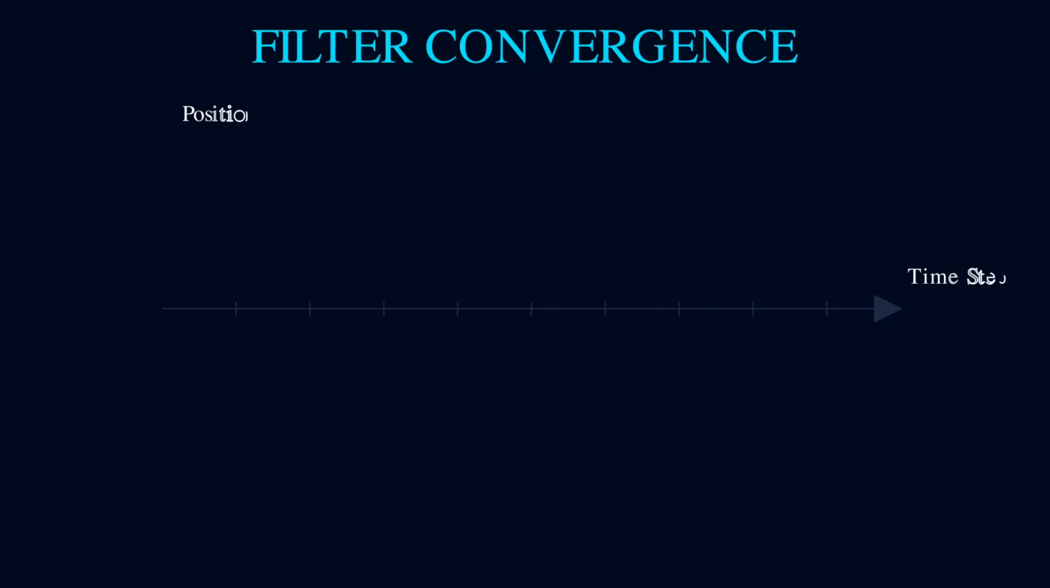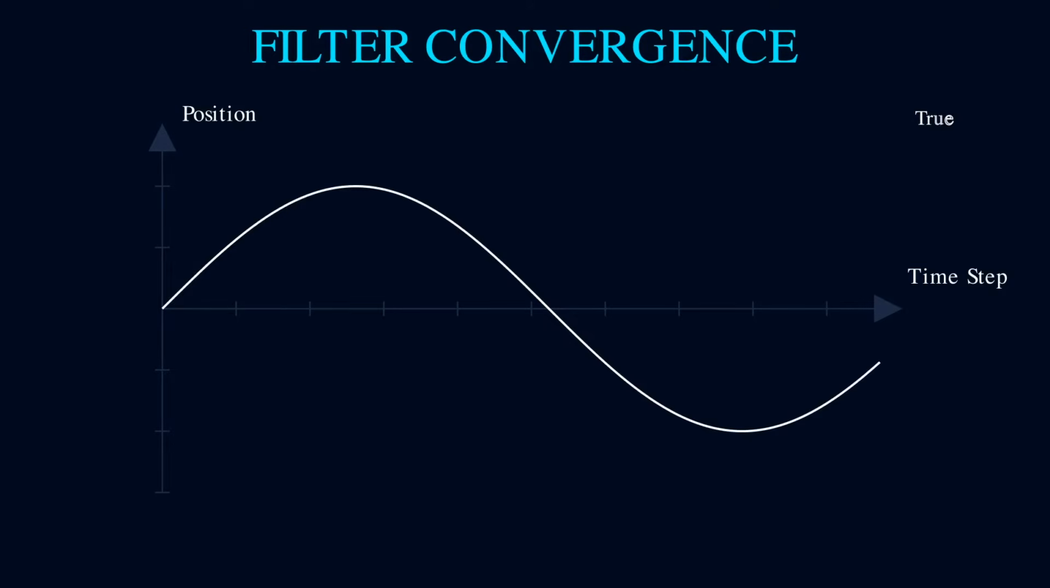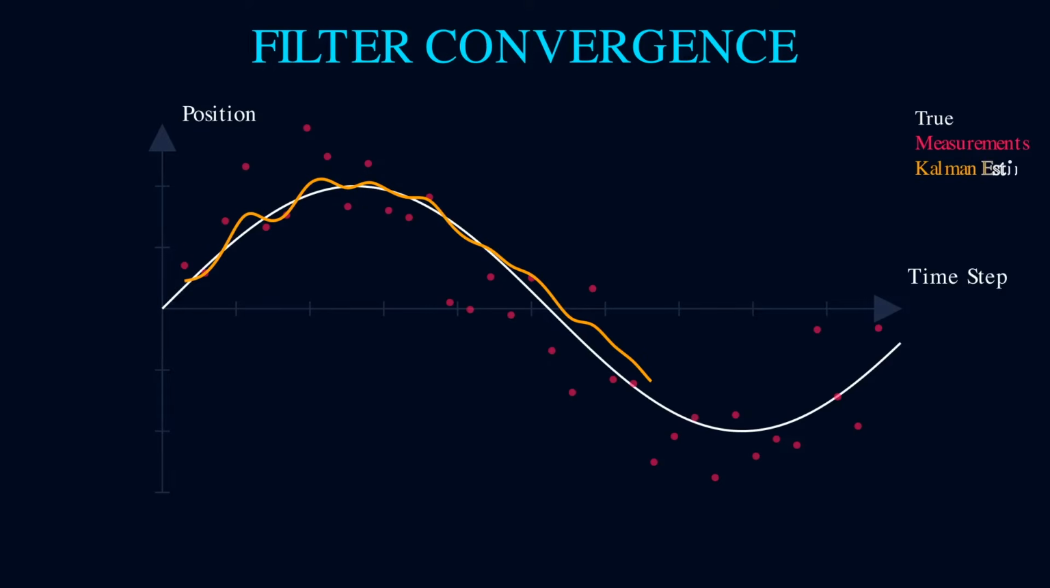The white line shows the true position of an object over time. The pink dots are the noisy measurements from the sensor. And the orange line is the Kalman filter's estimate. Notice how the estimate starts rough, but quickly converges toward the true position. Even though the measurements are scattered and noisy, the filter smoothly tracks the underlying signal. The estimate converges to the truth. This is the power of optimal estimation.